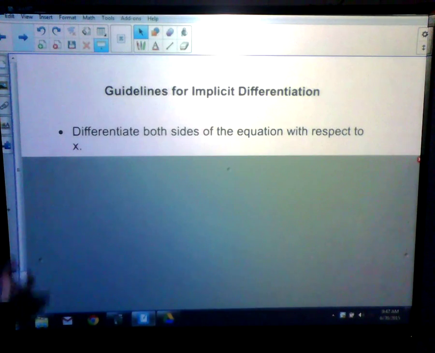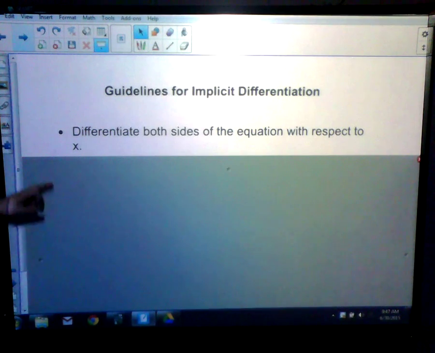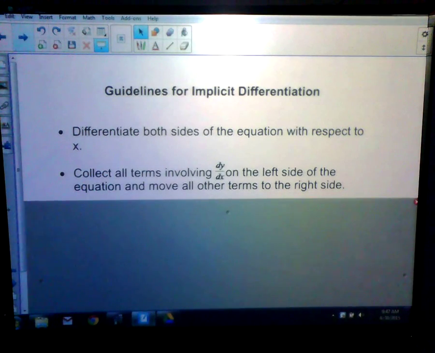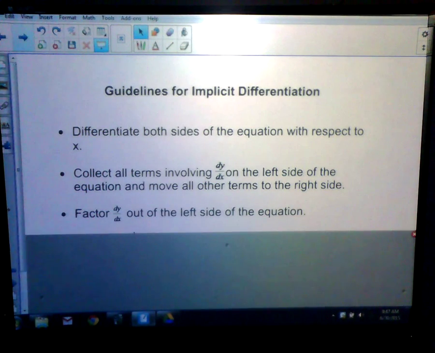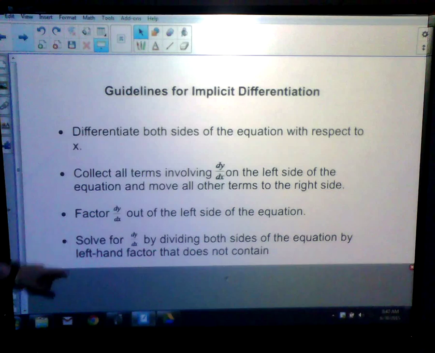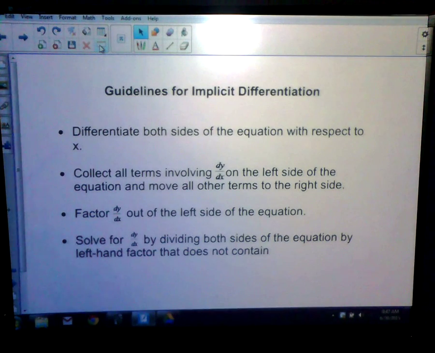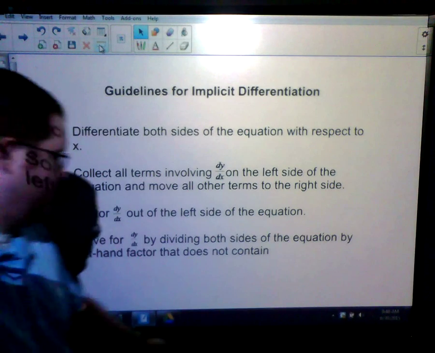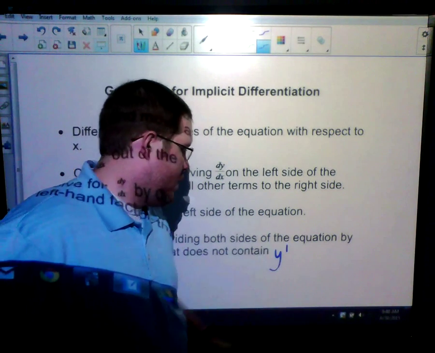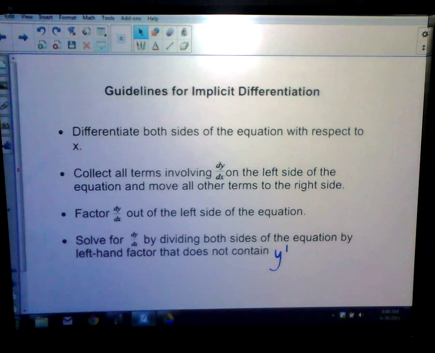Step 1, take the derivative, just like we talked about. Step 2, get all the dy's or the y primes or anything that has a y prime in it on the left side. Everything else goes to the right side. We're going to factor out the y prime, and then we're going to solve for y prime by dividing both sides of the equation by the left-hand factor that does not contain y prime. Sorry. It'll make sense when we do a problem.